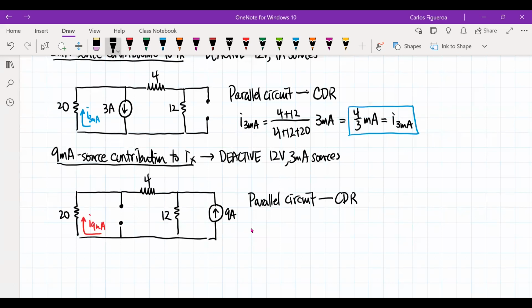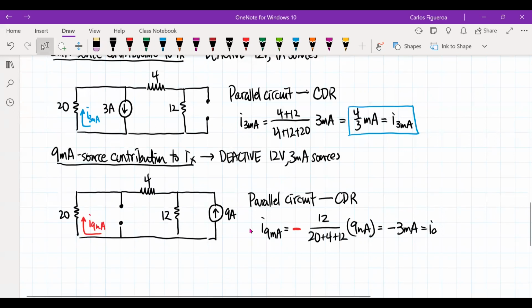If I want the contribution of the 9 milliamp, I immediately see that it's got to be opposite the direction of the source. So then it's got to be the opposite resistance. You can see that the 4 and the 20 are the same resistance as the 12. So this has to be 20 plus 4 plus 12, and then I'm going to have my 9 milliamp source here, which gives me minus 3 milliamps. This is the contribution of this guy right here.